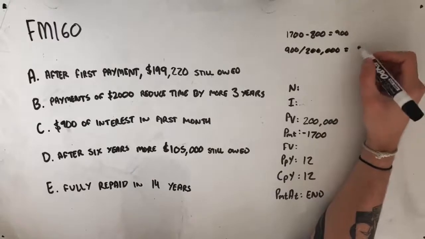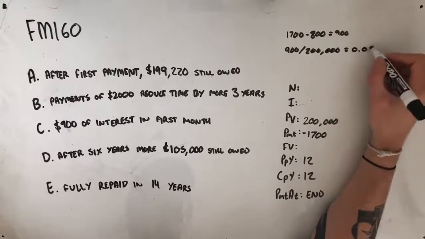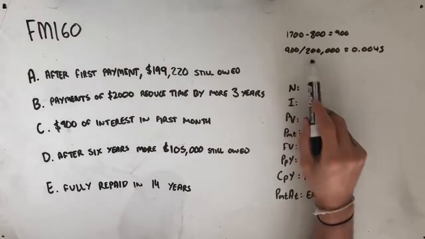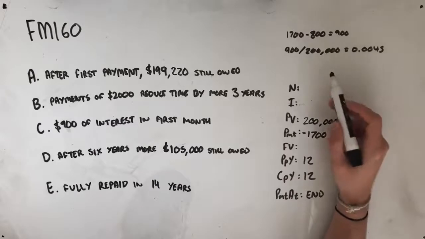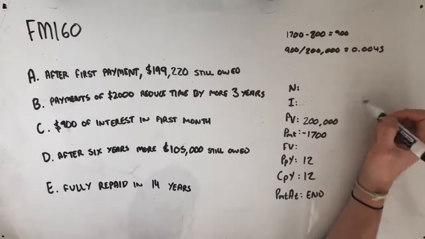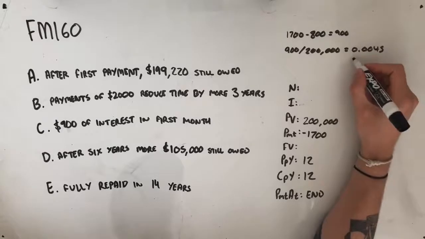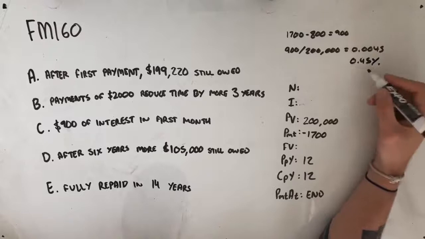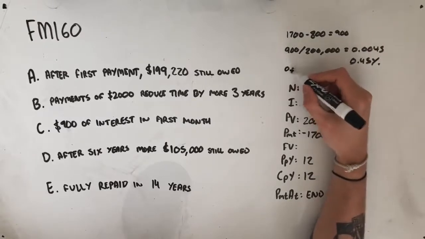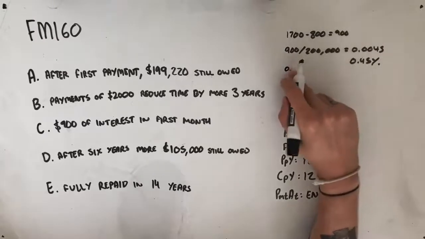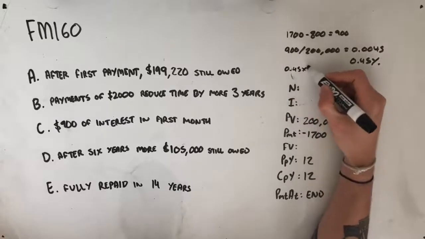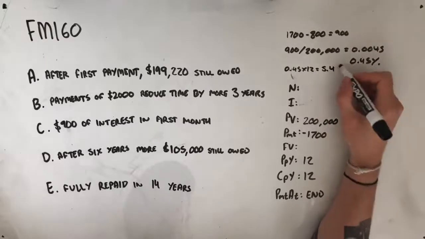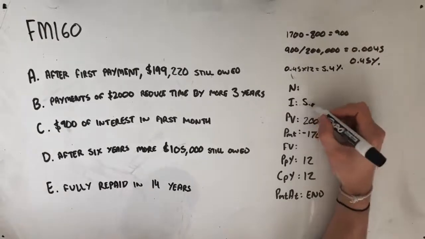tells us that we have 0.0045. So 900 out of $200,000 is equal to 0.0045, which of course converted to a decimal is 0.45%. If we times this amount by 12, so this 0.45 times 12, we're going to get an answer of 5.4%, which is our yearly interest rate.